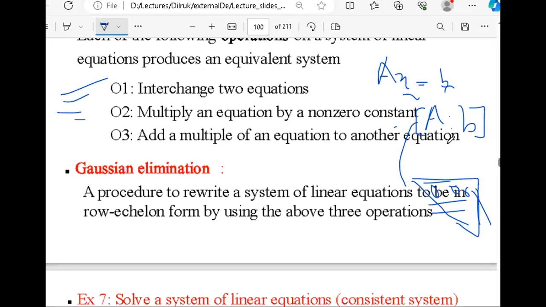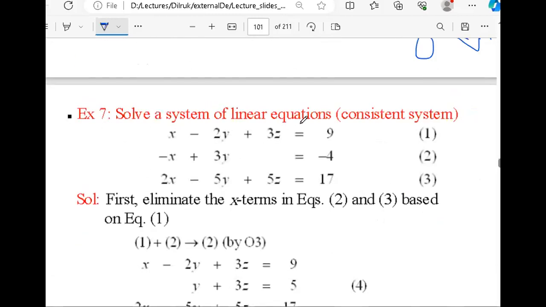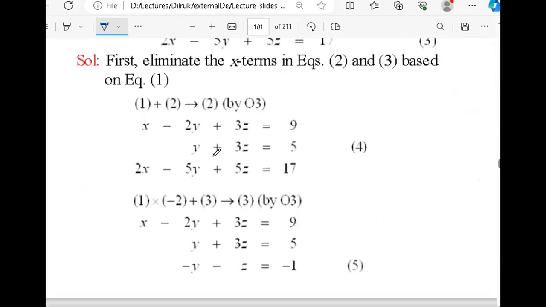Performing row operations, right? Then we have a reduced augmented matrix. Then find solutions. How do you find the solution? Here you can write the system in matrix form.